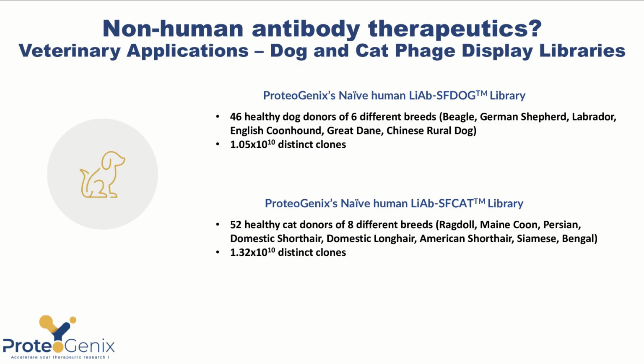And while we tend to think mainly about human therapeutics, many people across the world have very dear pets who are afflicted by diseases such as cancer in the same manner as us, and to which the same therapeutic principles may apply. Thus, to cater for these veterinary applications, we have developed our own dog and cat Phage Display libraries, again constructed from a large number of healthy donors from a range of different breeds, in order to reach a high diversity of over 1 times 10 to the 10 different clones.